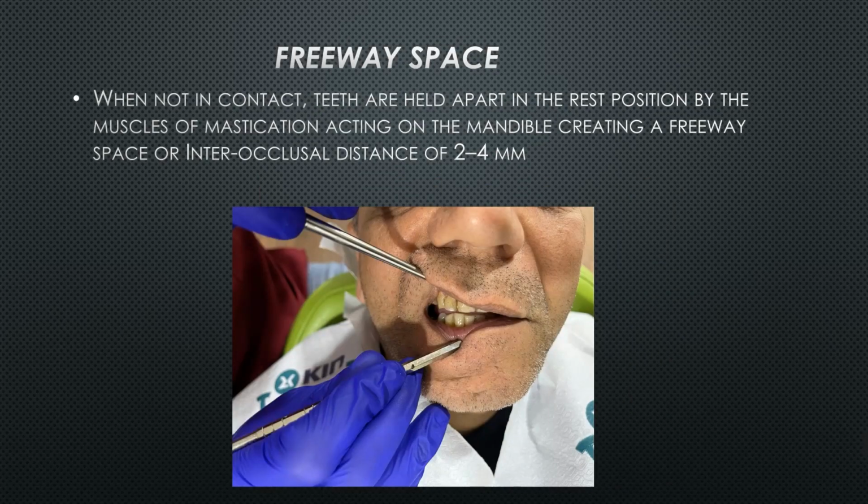Another definition is called freeway space. What's freeway space? When not in contact, the teeth are held apart in the rest position by the muscles of mastication acting on the mandible, creating a freeway space or inter-occlusal distance of up to 2 to 4 mm. This is in normal dentition, but in other cases it increases. So the object of this lecture is to restore our vertical dimension to 2 to 4. A lot of our patients have like 6 to 7 millimeters of freeway space, so we reduce it to 2 to 4 millimeters.